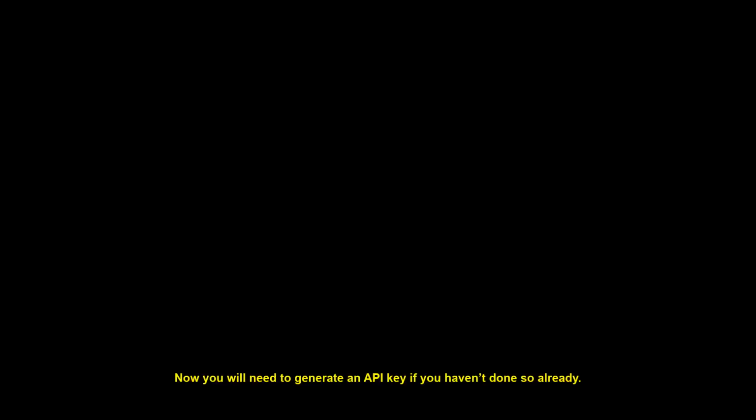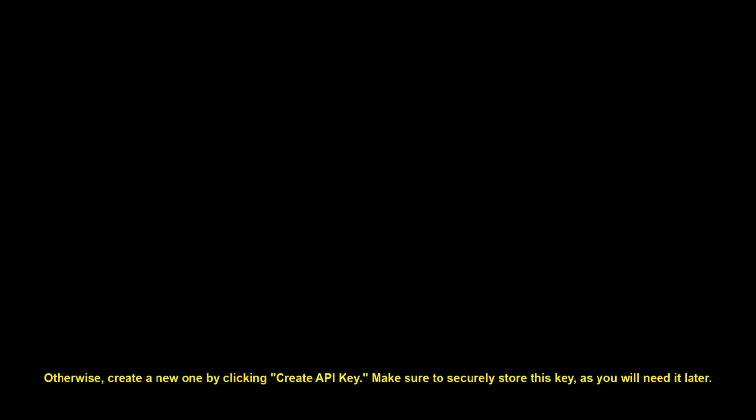Now you will need to generate an API key if you haven't done so already. Access your API keys within the settings by clicking on API keys in the left sidebar menu. If an API key already exists, you can use it. Otherwise, create a new one by clicking Create API Key. Make sure to securely store this key, as you will need it later.